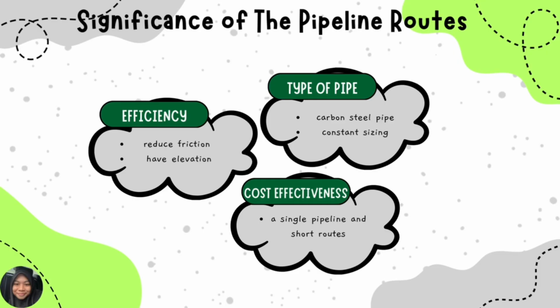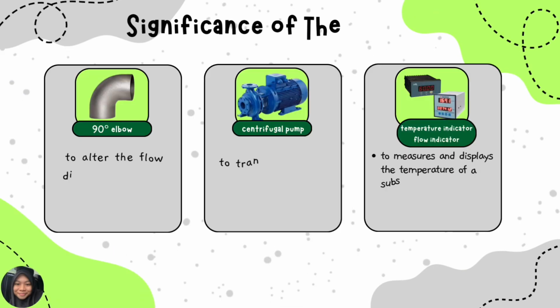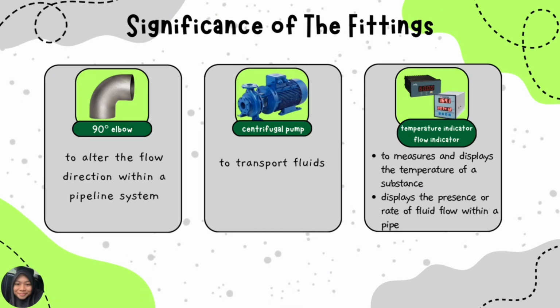A single pipeline and short route consist of less maintenance requirement. For the significance of the fittings, we use 90-degree elbows to alter the flow direction of the pipeline system. Next, we use a centrifugal pump as transport of the fluids to move easily through the pipe and speed up the process. We also use a temperature indicator to measure and detect the temperature of the substance, and we use a flow indicator to display the rate of the fluid flow through the pipe.